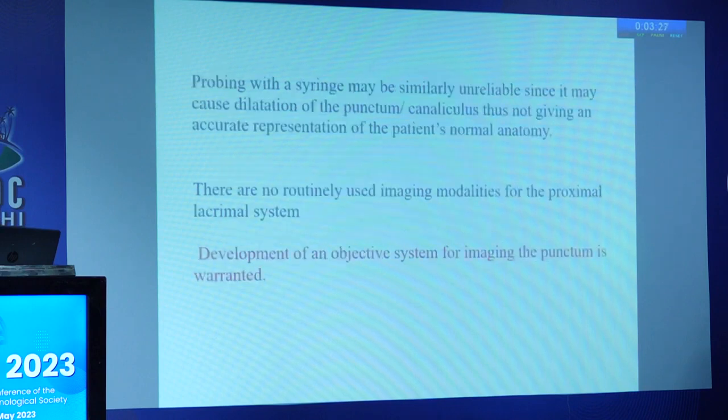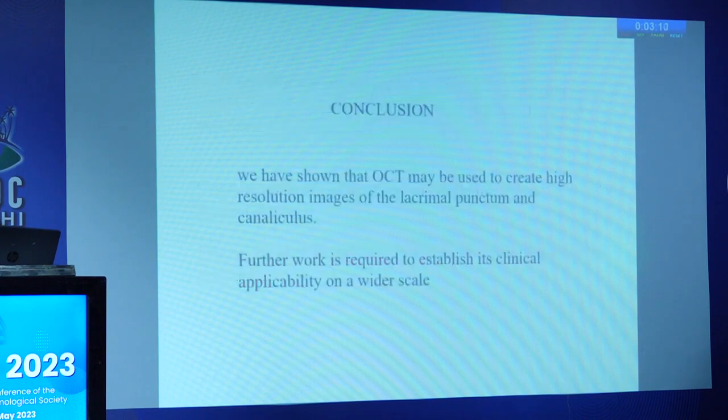Probing with a syringe may be similarly unreliable since it may cause dilation of the punctum, thus not giving an accurate representation of the patient's normal anatomy. There are no routinely used imaging modalities for the proximal lacrimal system. Development of an objective system for imaging the punctum is warranted.